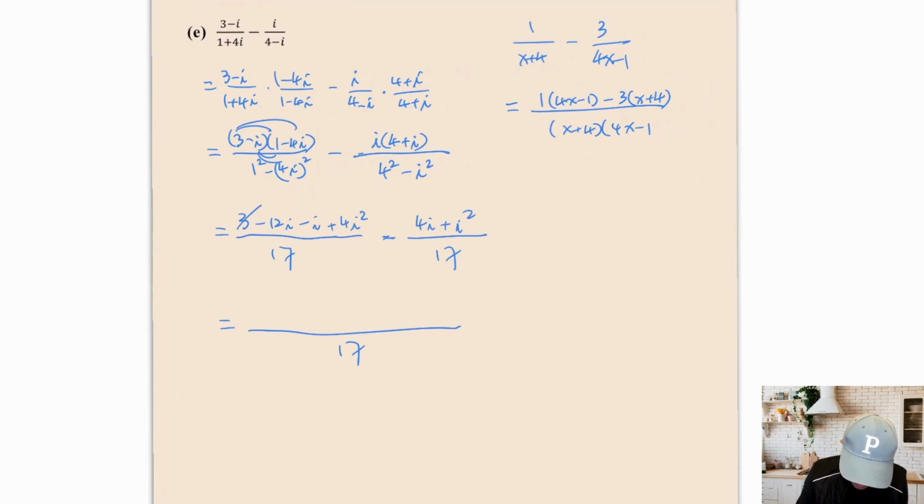So 3 plus 4i squared is negative 1, and then negative 13i minus 4i. Okay, and then minus i squared. Please notice that this guy, negative i squared, is positive 1. Cancel the negative 1. Okay, so that's negative 17i over 17. Cancel the 17. The answer is negative i.